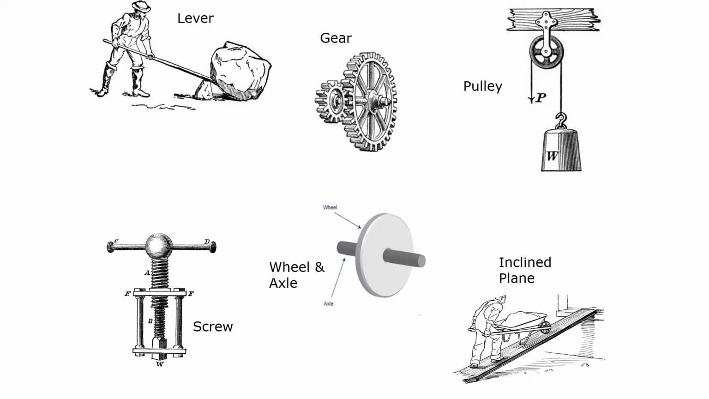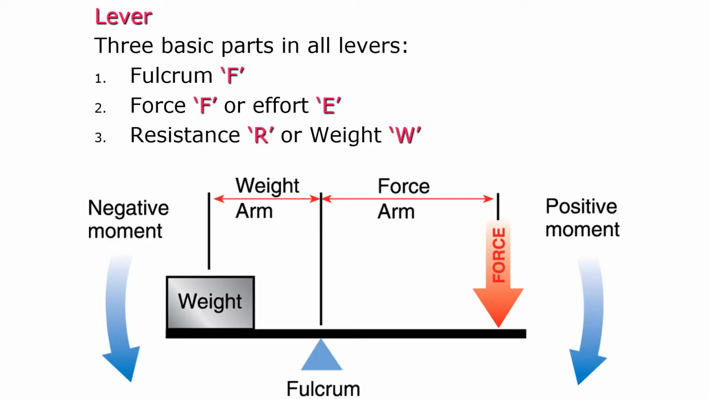There are 6 basic types of simple machines: a lever, a gear, a pulley, an inclined plane, a wheel and axle, and a screw. The first of the simple machines we will discuss is the lever. Levers are typically used to multiply a force, but are sometimes also used to multiply a distance.